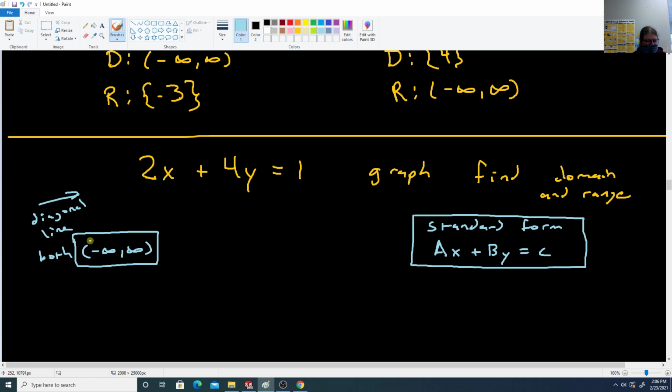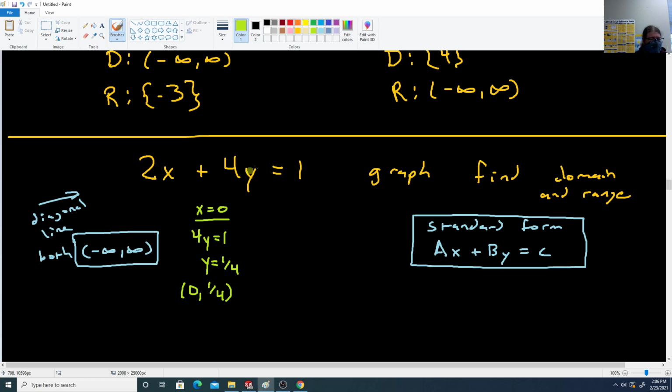Now to graph it, we just need to come up with 2 points, and then we can graph the line based off the 2 points. So I'm going to use x equals 0 for my first point. If I put 0 in for x, this term goes away, and the equation becomes 4y equals 1, which says y is 1/4. So I have the ordered pair x value 0, y value 1/4.